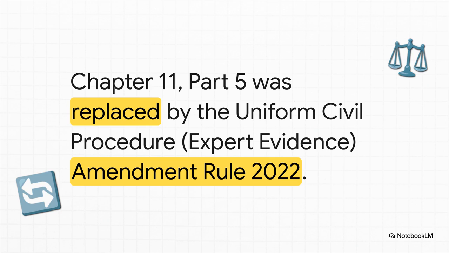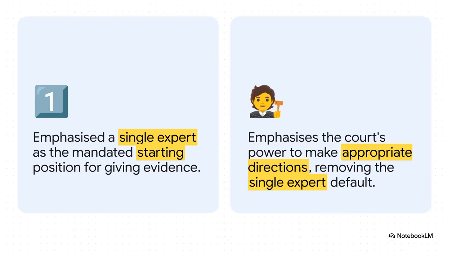Now, here's where things get really interesting. A huge shift happened with the Uniform Civil Procedure Amendment Rule in 2022. It completely replaced the old Part 5, and trust me, this is a massive development that you absolutely have to be across for the exam. And this really gets to the heart of the matter. Before 2022, the rules sort of pushed everyone towards using a single expert by default. Well, that's gone. Forget about it. The focus now is all about judicial discretion. It empowers the court to make whatever direction is right for that specific case.